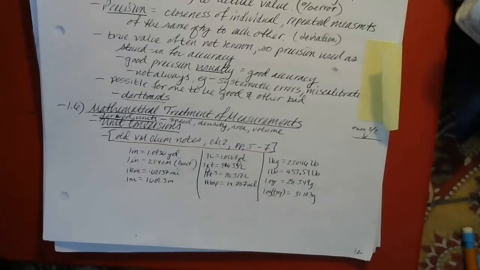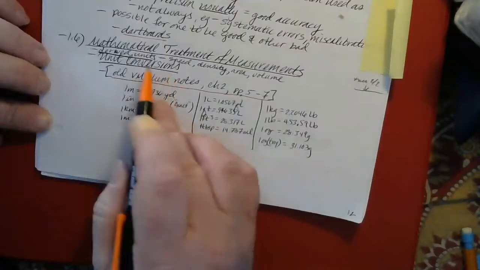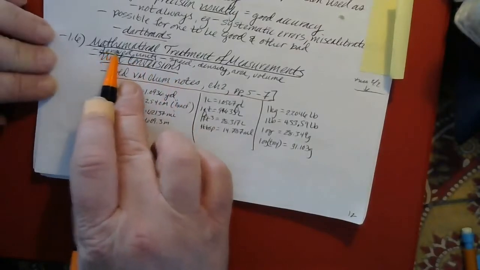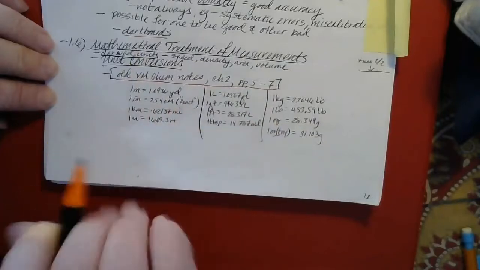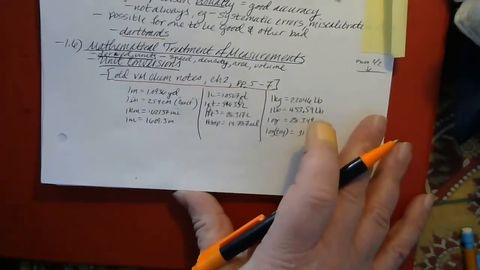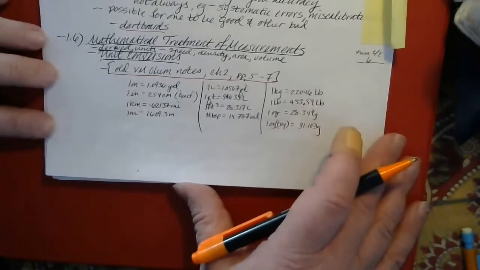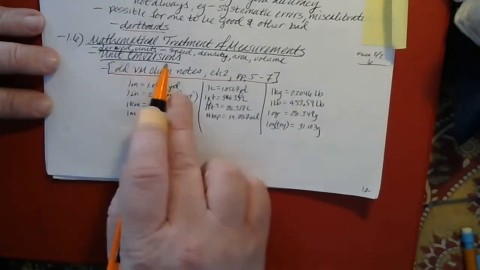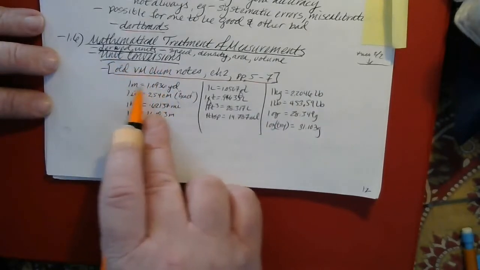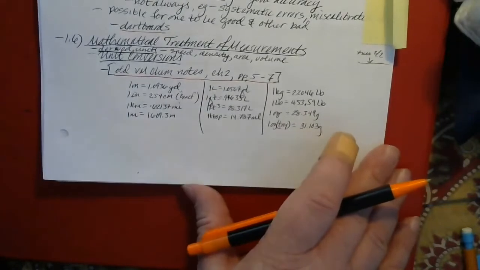Okay, well, we pick up today where we left off on Tuesday, and I think we had just started with mathematical treatment of measurements. In other words, calculations with measurements. Most of this is going to take the form of unit conversions, because that's the kind of thing that we have to do a lot in chemistry and other sciences. So basically, we'll look at some unit conversions, and then we'll try some examples, and we'll go from there.